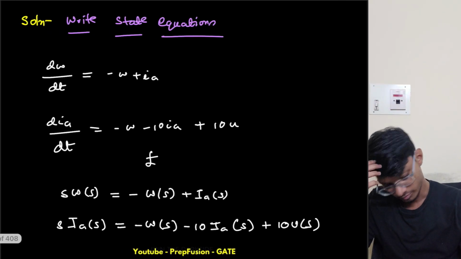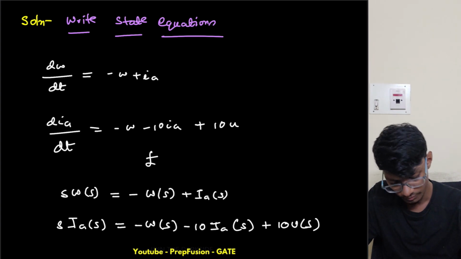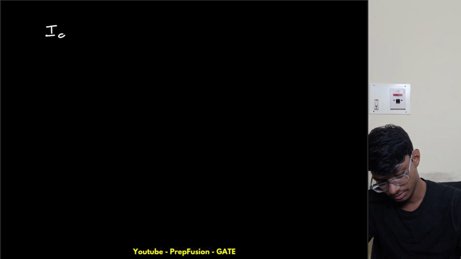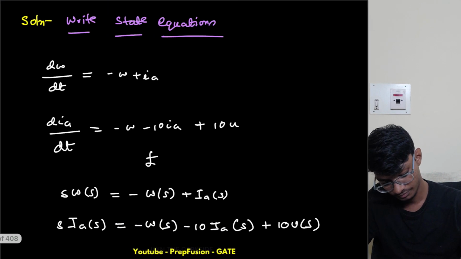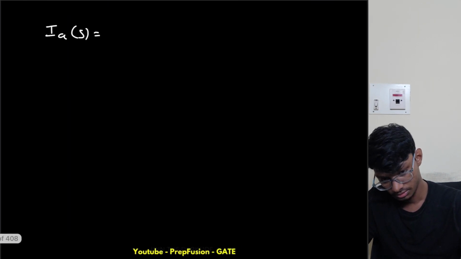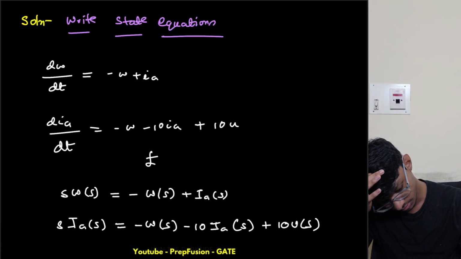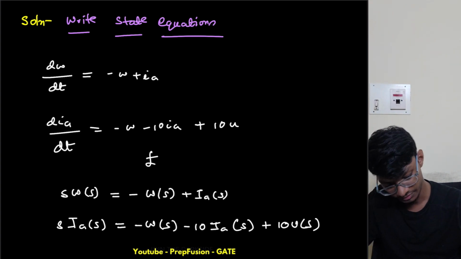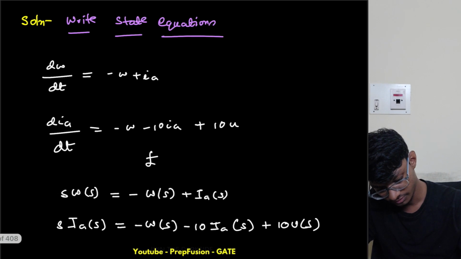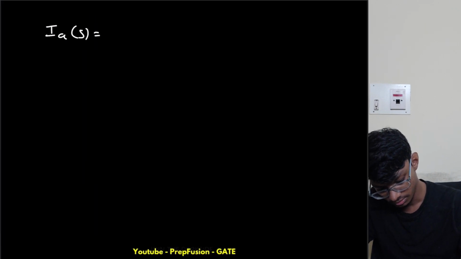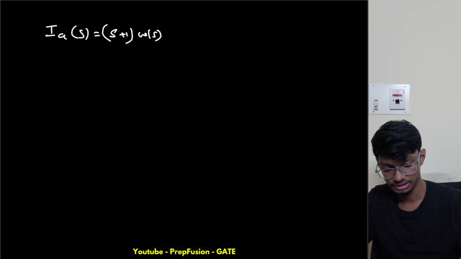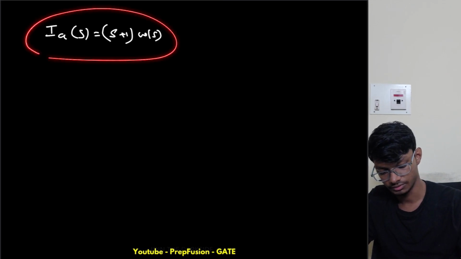So what I have to do is simply eliminate I of s. I can replace I of s, from the first equation, I of s equals s plus 1 into w of s. So I can replace this I of s in the second equation.